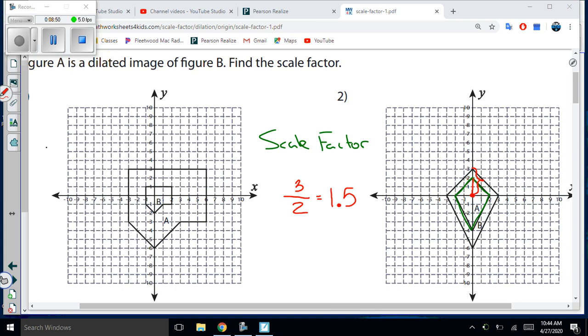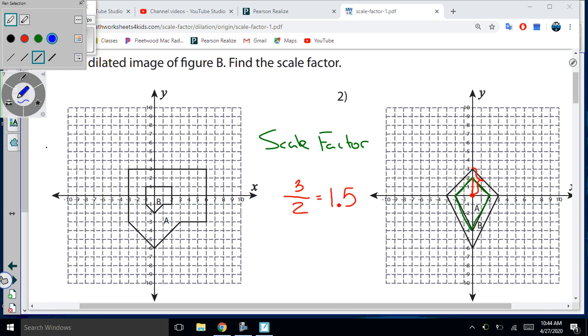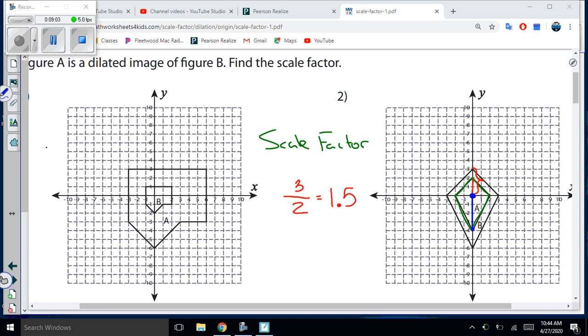So if I go blue and look at those points, you would see that the distance from the origin to this point down here is 1, 2, 3, 4. All right, so that's 4. And we would see that the distance from here to here is what?